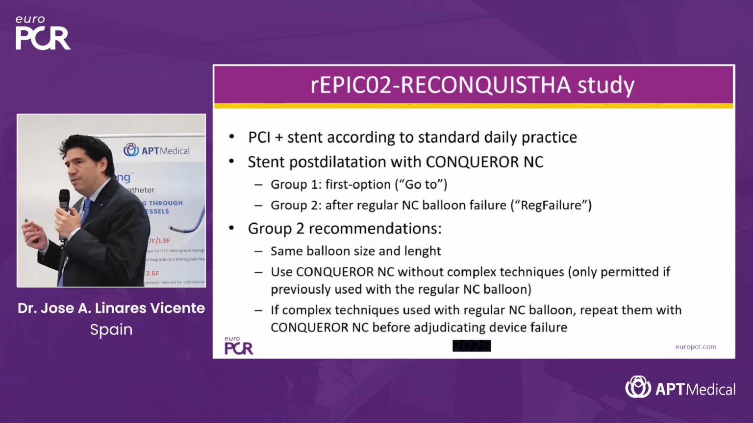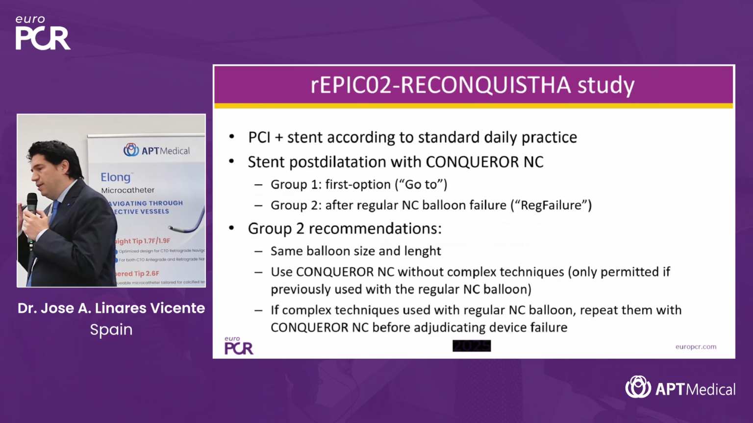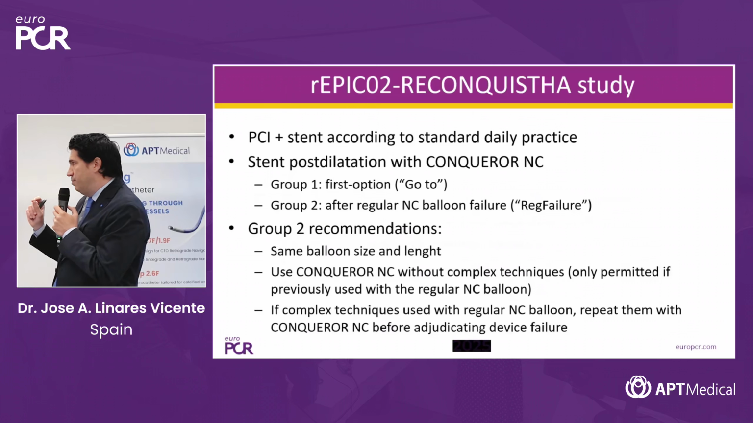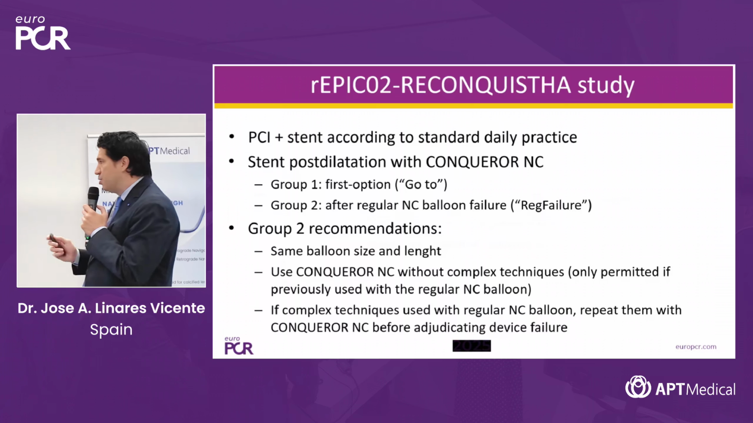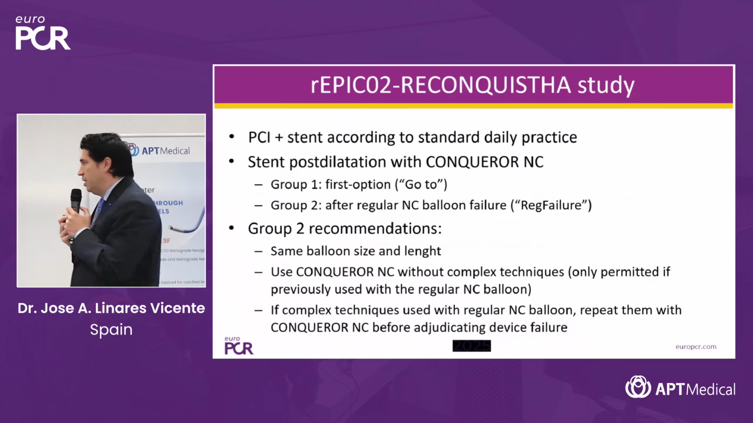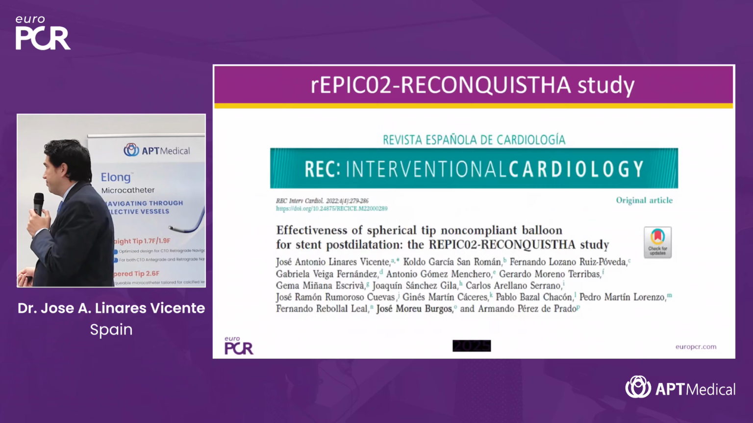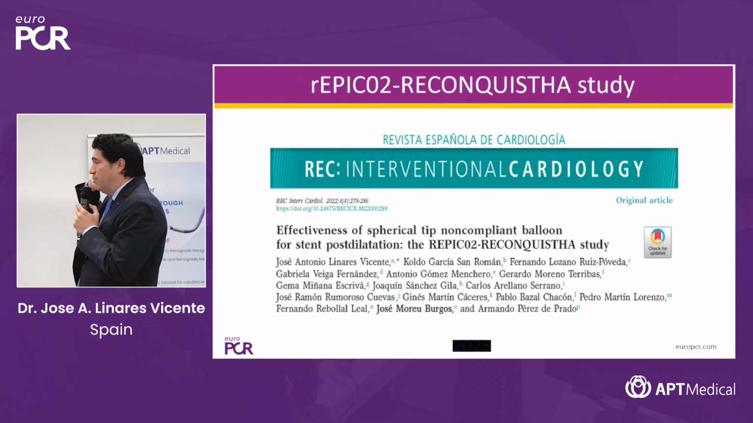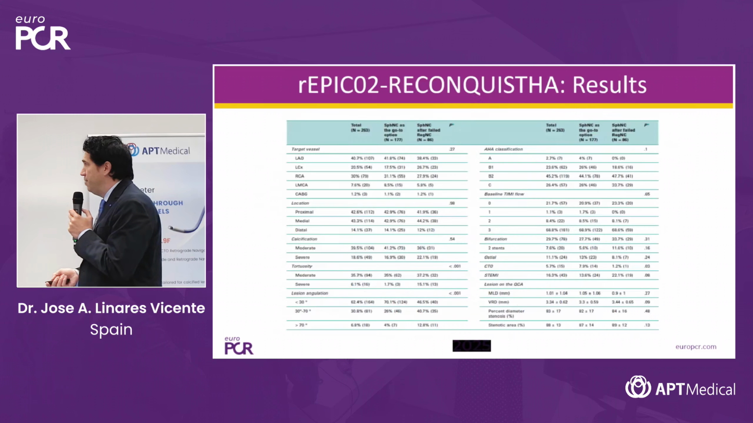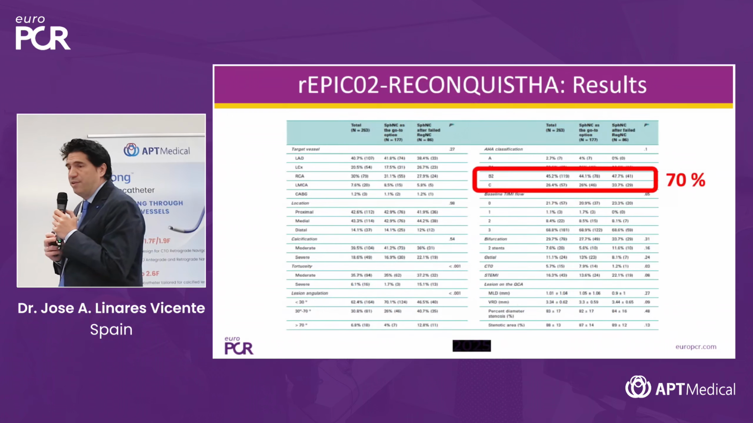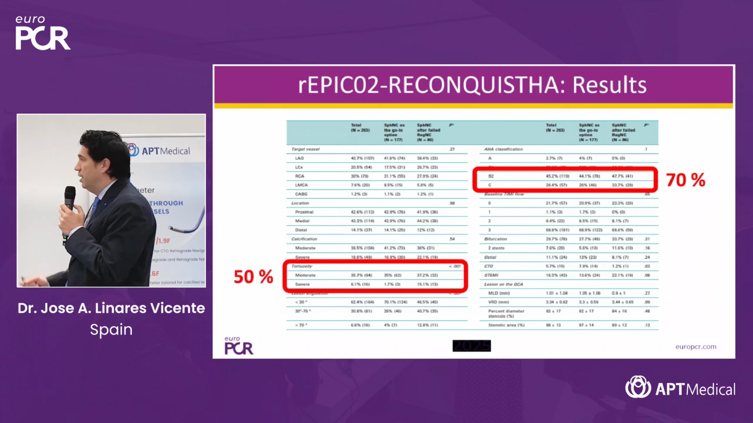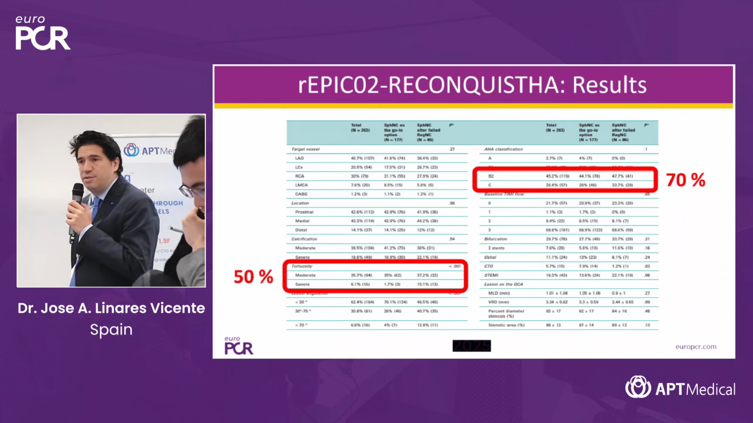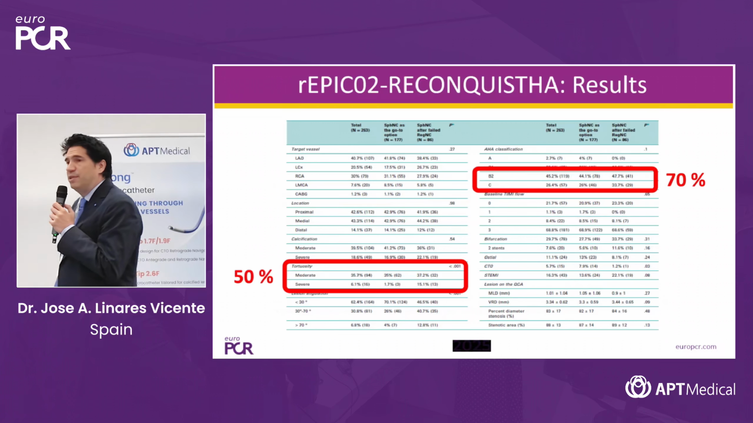Some considerations in the second group: the CONQUEROR should have the same balloon size, and complex techniques were not permitted if not previously used with the regular NC balloon. The study was recently published in REC Interventional Cardiology. What are the results? Well, according to AHA lesion classification, 70% of the lesions were complex B2/C lesions, and 50% of the lesions presented moderate or severe tortuosity.